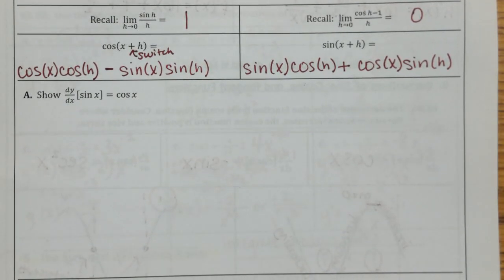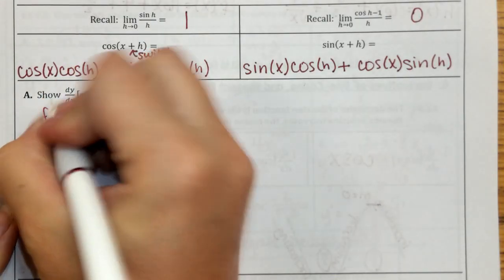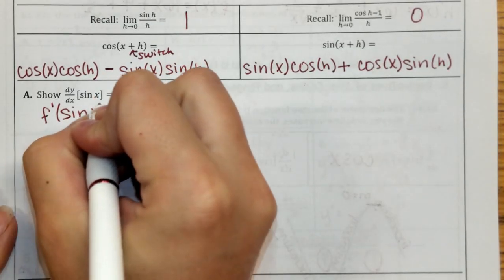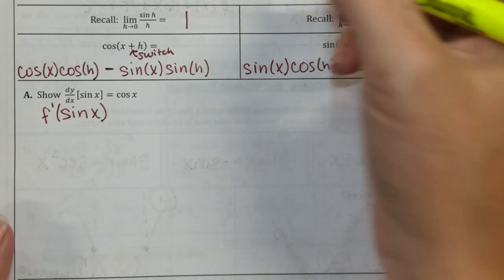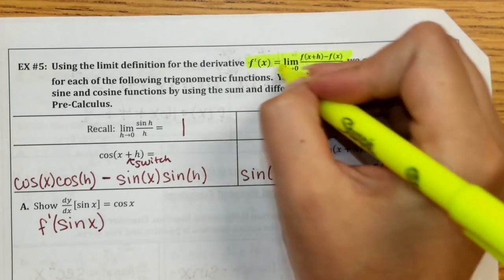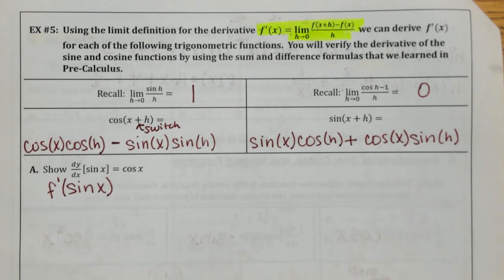Okay, so on A, we're going to show that the derivative of sine of x is equal to the cosine of x. So we're looking for f prime of sine of x. Remember that we're going to be using our limit definition for the derivative, which is up here at the top, so I'm going to highlight it real quick, which is the limit as h approaches 0 of f of x plus h minus f of x divided by h.